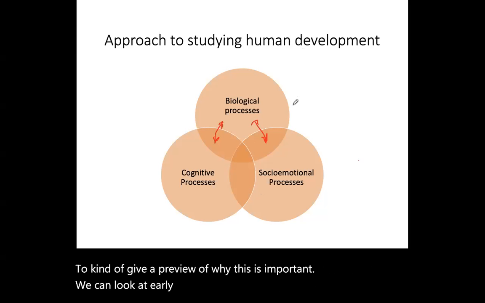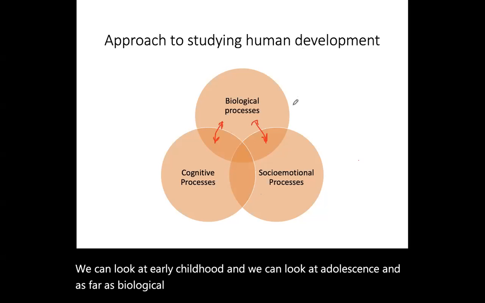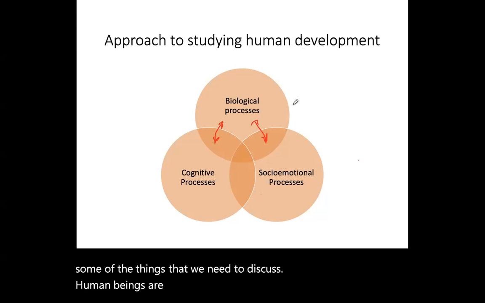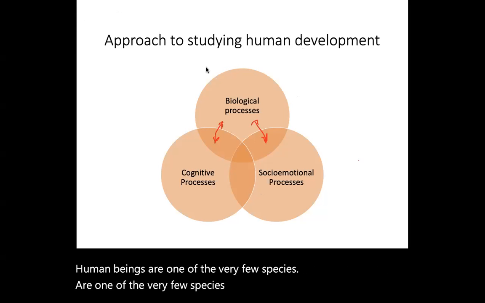To give a preview of why this is important, we can look at early childhood and adolescence, and as far as biological changes, give some previews of some of the things that we need to discuss. Human beings are one of the very few species that are born with an underdeveloped brain.